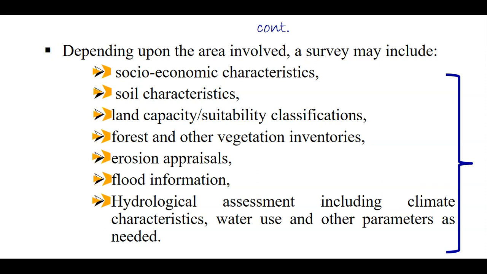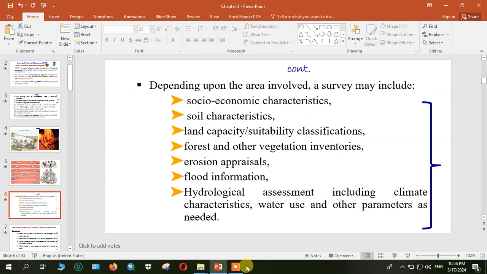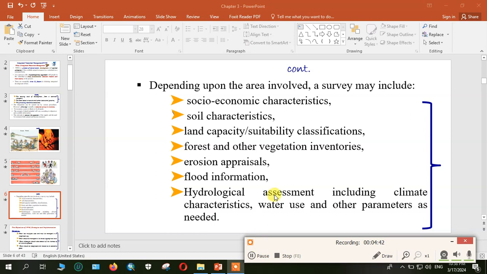This is a good example. Depending upon the area involved, a survey may include socioeconomic characteristics, social characteristics, land capacity, suitability, classification, forest and other vegetation inventories, erosion appraisal, flood information, hydrological assessment including climate characteristics, water use, and other parameters as needed. So let's continue.